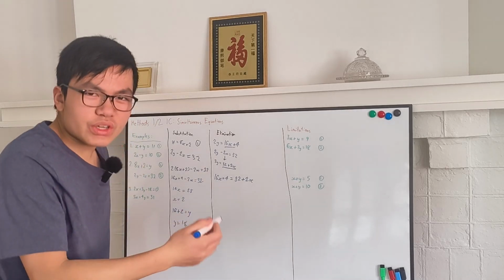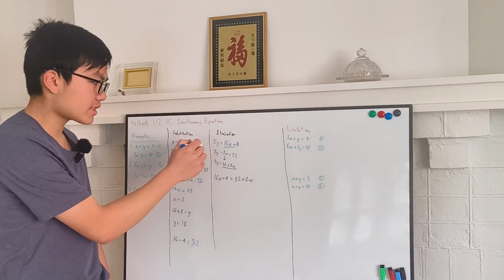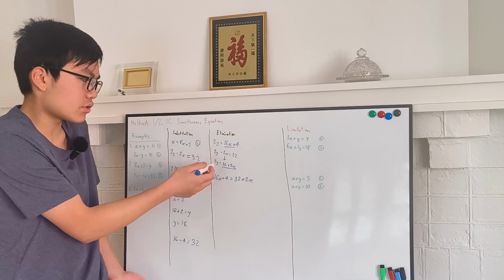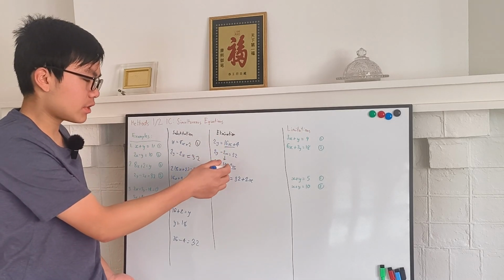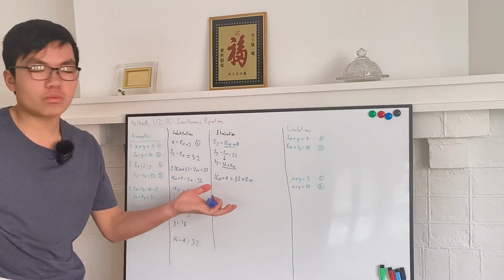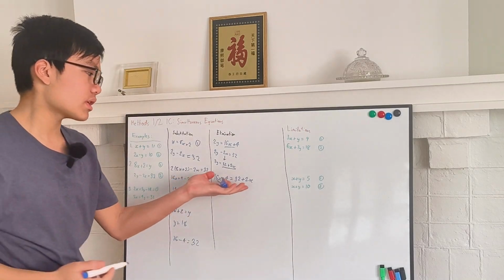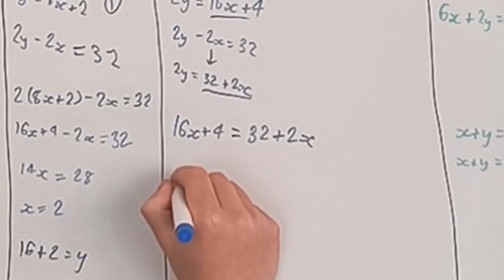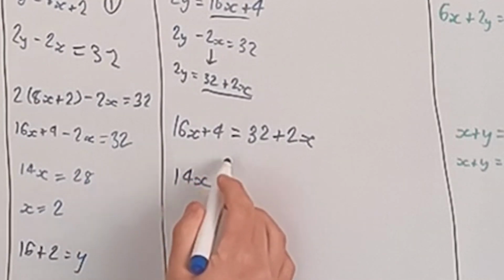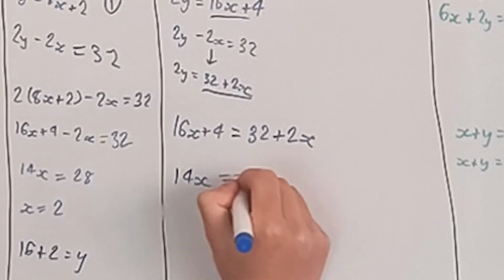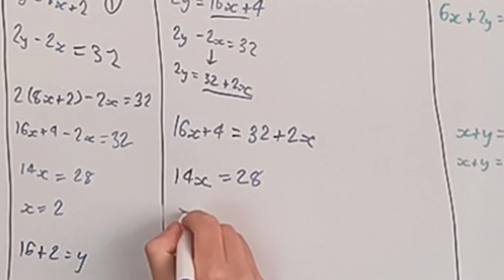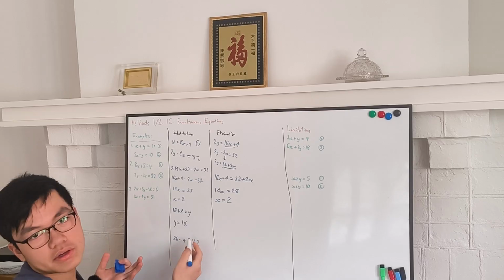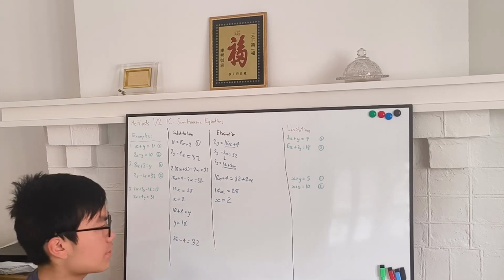And this is essentially the elimination method where you're just subtracting the 2y by the 2y, and then 16x minus 2x, and so on, which we're pretty much doing right here. We can do 16x minus 2x, so that becomes 14x. And then 32 minus 4, that equals 28. So x equals 2, and then we basically get the same answer as the substitution method.